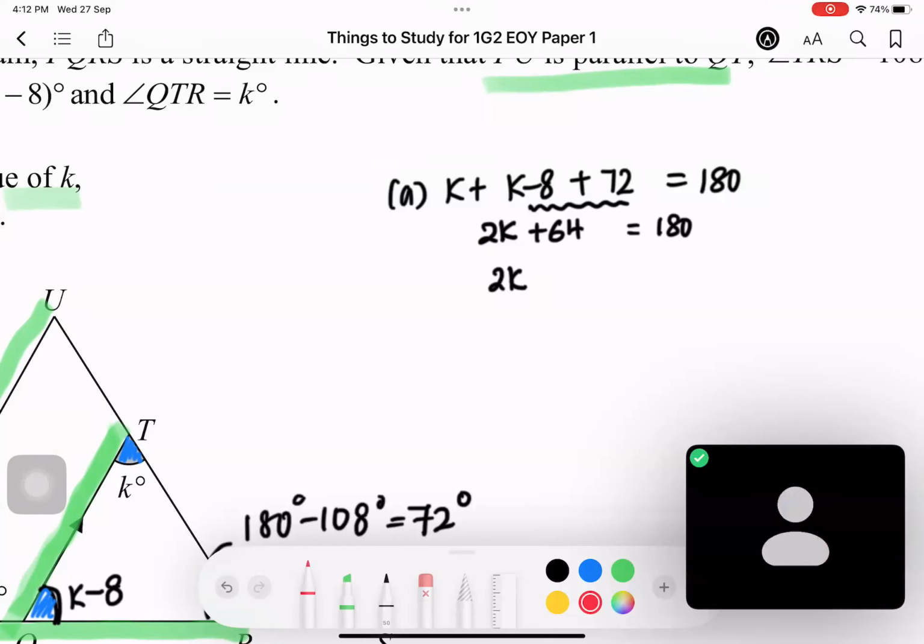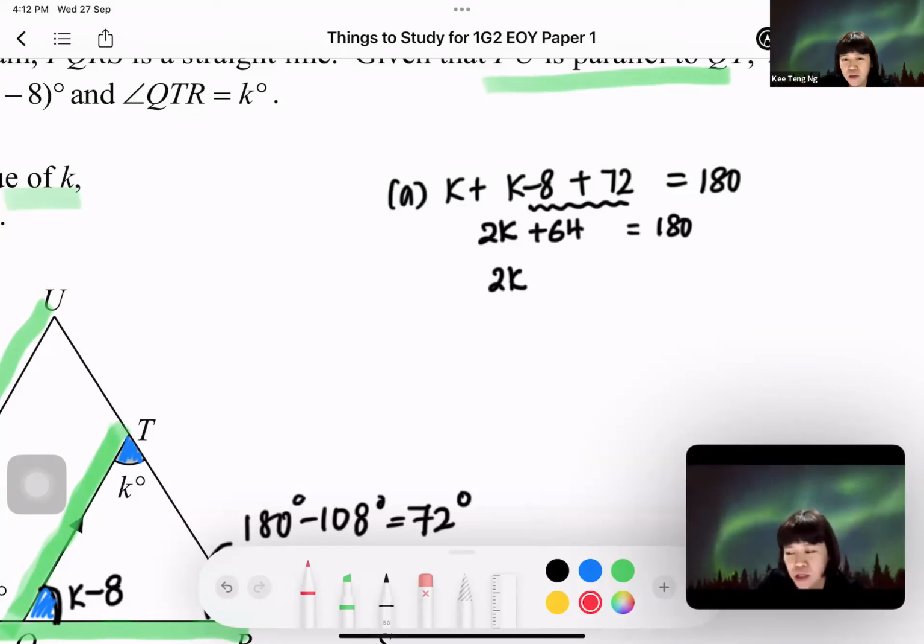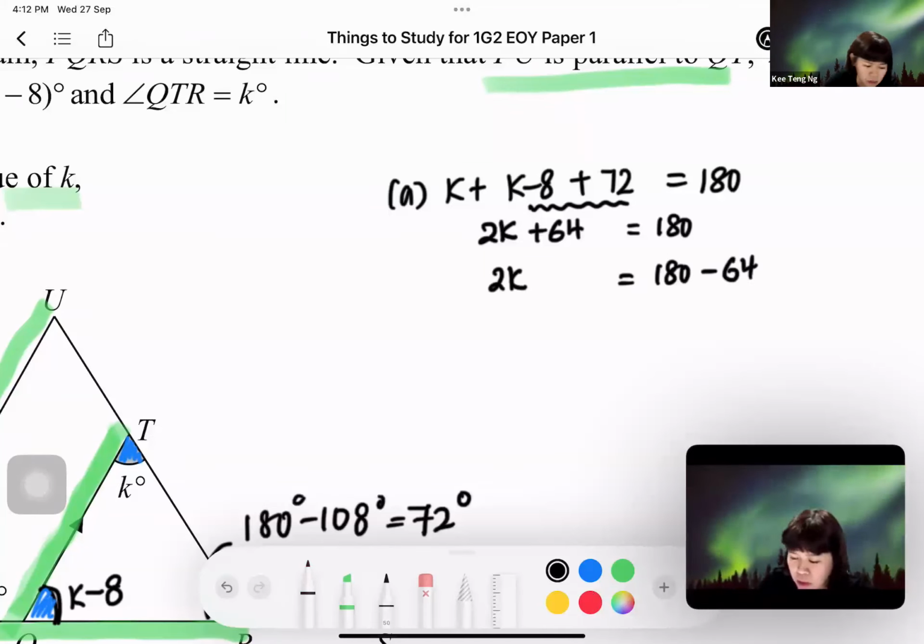What question? How to get rid of the 64? What question? You ask me what question, you pay attention or not? Thank you, Shakira. Yes, thank you, Xavier. 180 minus 64. You pay attention or not? 180 minus away the 64.